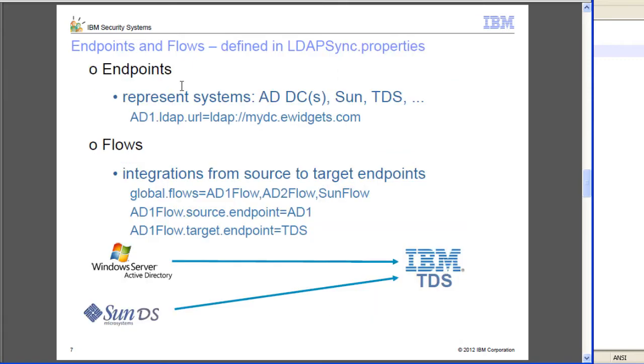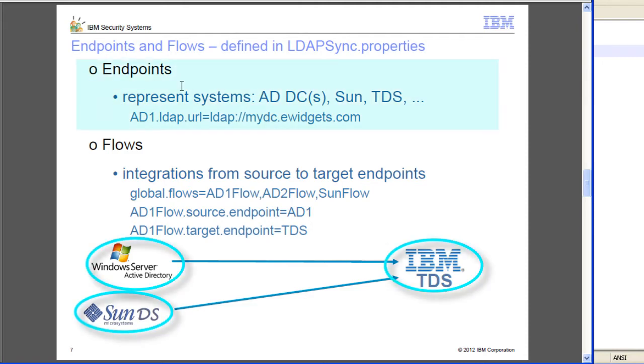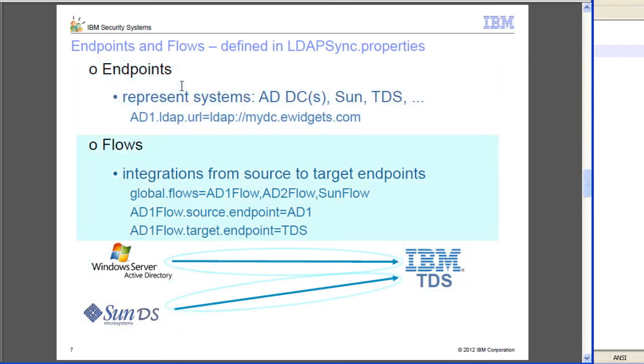Now there are two very important concepts here in LDAPSync, that of endpoints, which represent the various systems we're going to be integrating, and flows. And flows are simply connections from source endpoints to target endpoints. And there's a little example of properties. So by setting up the names of properties in a specific way, we are defining endpoints and flows. So an endpoint here in this example, called AD1, it has an LDAP URL property being set. Down under flows, we see the assignment of source and target endpoints to a flow called AD1 flow.